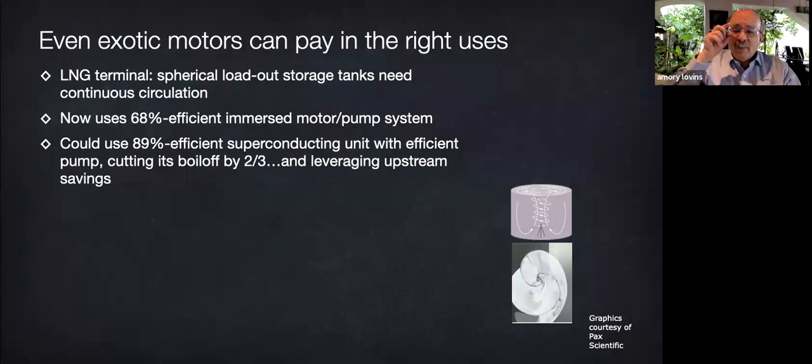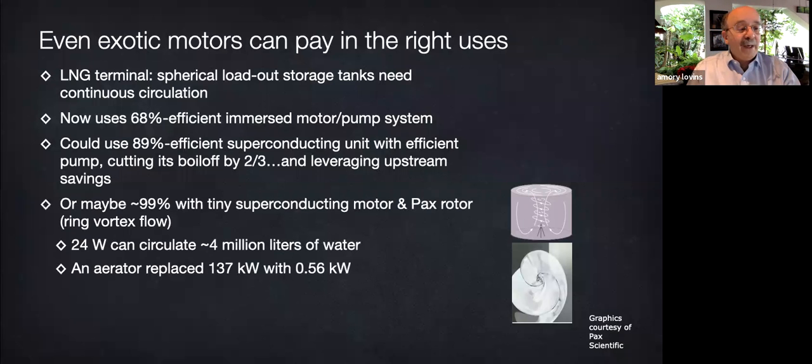Well, beyond that, remember Jay Harmon's biomimetic rotor whose ring vortex flow can circulate 4 megaliters of water with 24 watts? Well, that or an aerator solution that replaced 137 kilowatts with 0.56 kilowatts could get us to about 99% motor and pump efficiency with over 30 times less boil off of precious product.